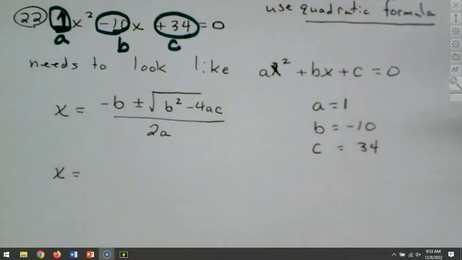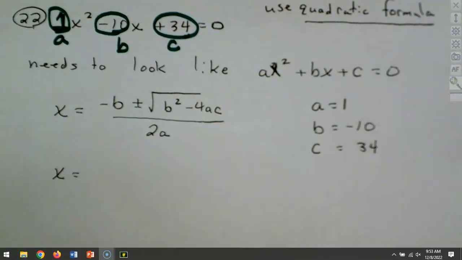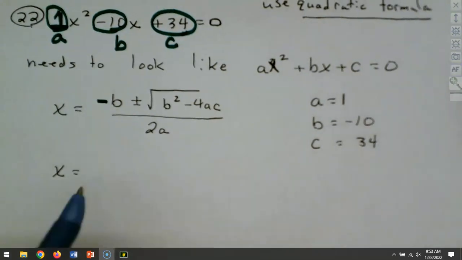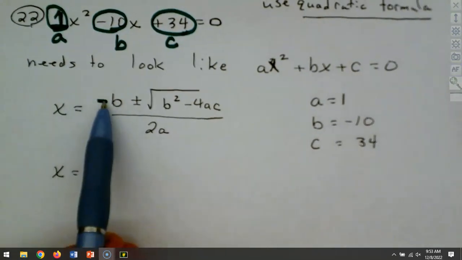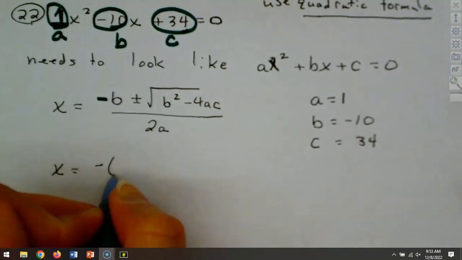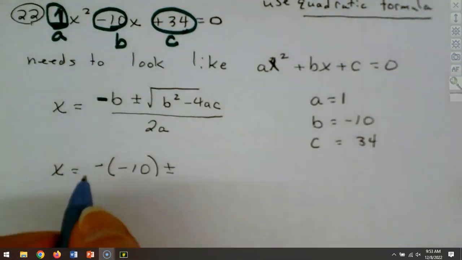Now, where's the most commonly made mistake? The most commonly made mistake is right here. This and the roots. Improperly breaking up the roots is the other commonly made mistake. This is the most commonly made mistake, a double sign here, the double negative. So we have a negative of a negative 10. And we'll deal with that in a moment.